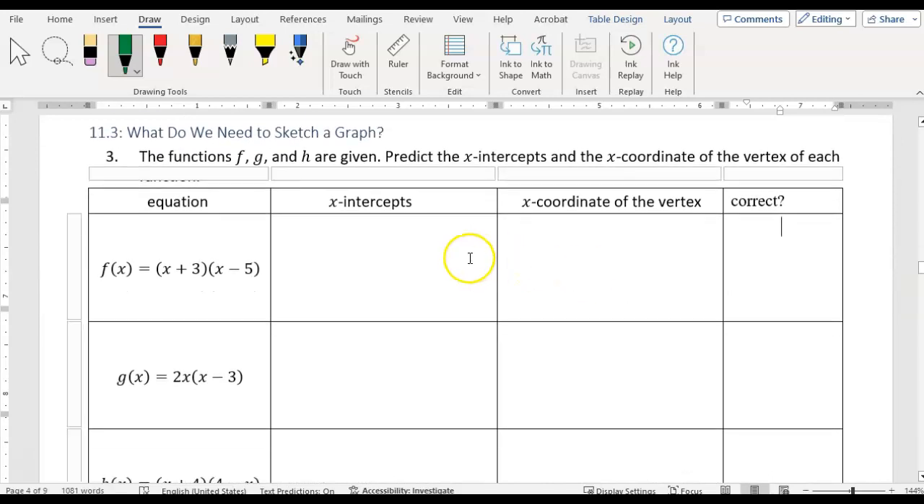All right, so the functions f, g, and h are given. Predict the x-intercepts and the x-coordinate of the vertex of each function. So the x-intercepts, we can set each to 0.